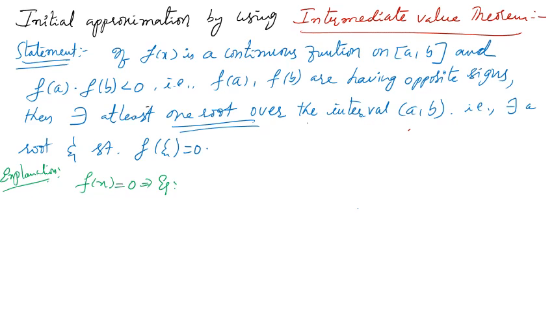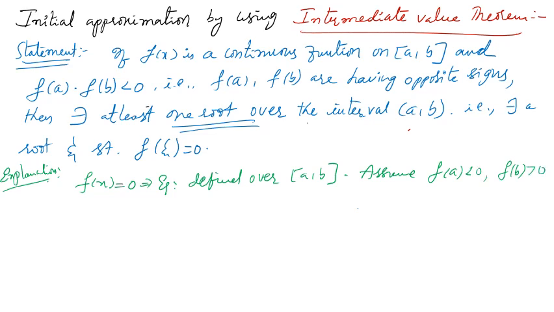Okay, defined over the closed interval a comma b. Assume f of a and f of b both are having opposite signs. I am taking this is less than 0 and this is greater than 0. So what is the pictorial representation of this? This is the x-axis, this is the y-axis. This is the point A, and this is the point B.